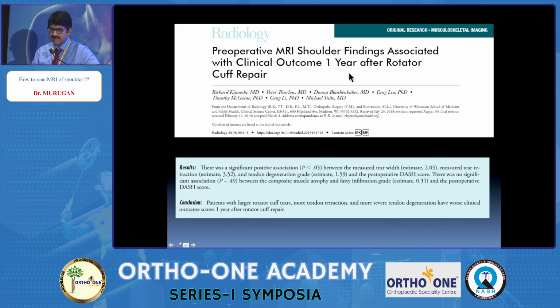In fact, this is an excellent article in Radiology. They have compared the preoperative MRI shoulder with the DASH score 1 year later, and they have concluded that the larger the tear, more retraction and more severe tendon degeneration, worse will be the DASH score.